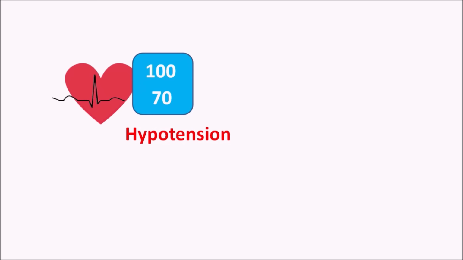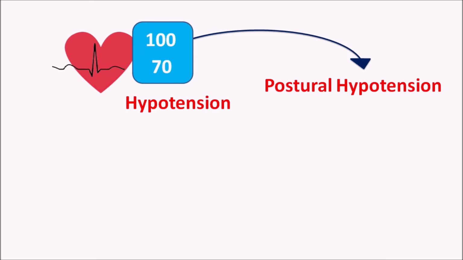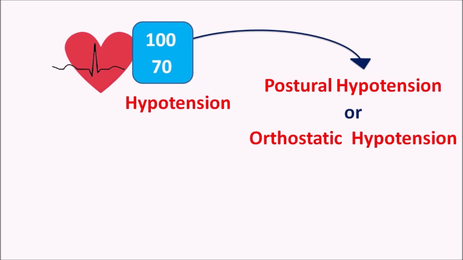Particularly, this hypotension changes with the posture. That's why it is also called postural hypotension. Postural hypotension is one of the important side effects of tamsulosin. In this condition, the blood pressure is not maintained with gravitational pressure and change in posture, leading to hypotension. That's why postural hypotension is also called orthostatic hypotension.